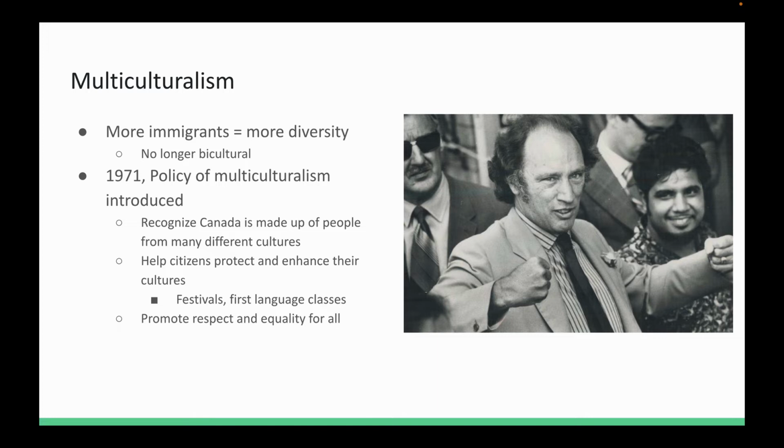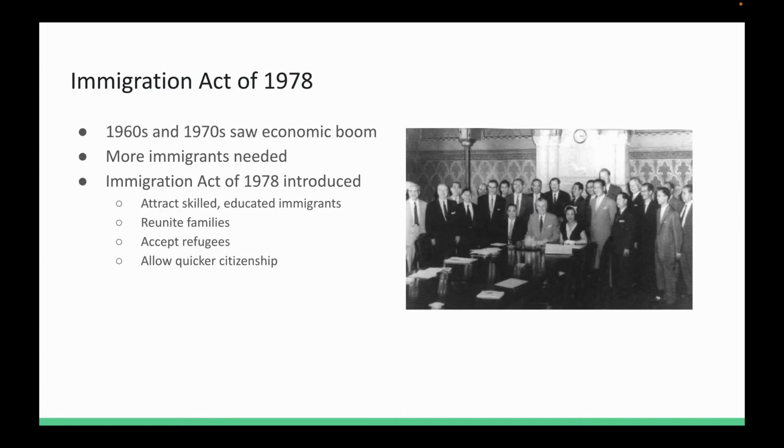And this policy in 1971 was also used to promote and respect the equality for all people who are calling Canada home. This further was developed into the Immigration Act of 1978. In the 1960s, that's when my family came. And in the 1970s, we saw a huge economic boom, and there weren't enough Canadians living in Canada to fulfill the jobs that needed to be filled. So more immigrants were needed.